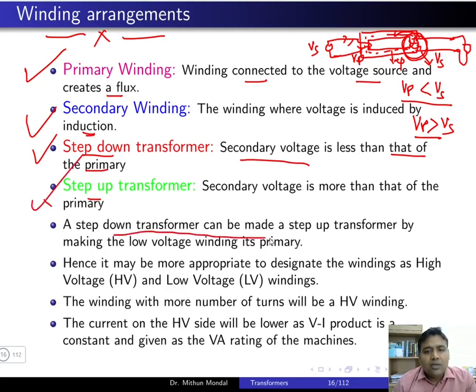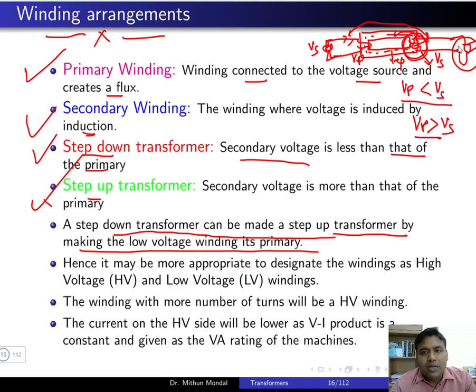A step down transformer can be made from a step up transformer by making the low voltage winding primary. So what is the meaning? That these two windings are interchangeable. Instead of connecting the load this side, if you connect the load this side and source this side, then your step up transformer can become a step down transformer, or a step down transformer can become a step up transformer. So by changing the position of the winding, you can easily change the nature of the transformer.